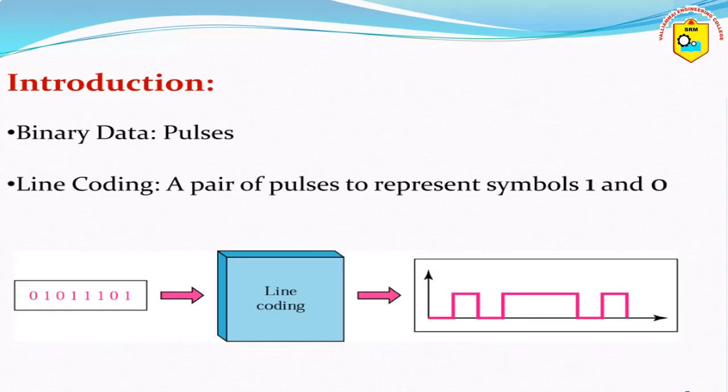So what is line coding? Line coding is a technique which converts the binary data, that is zeros and ones, to a sequence of pulses. This is called line coding.